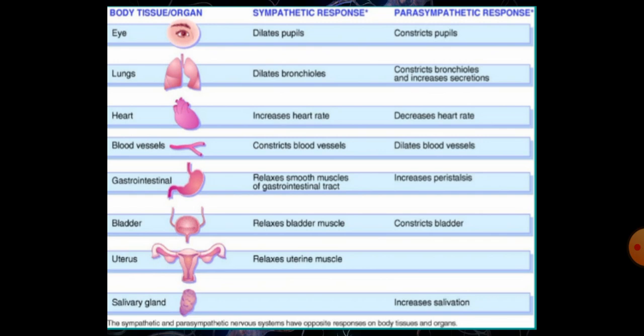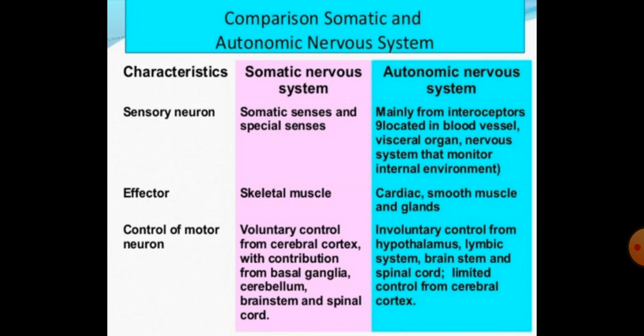In the gastrointestinal tract, the sympathetic response relaxes smooth muscles and the parasympathetic increases peristalsis. In the bladder, the sympathetic relaxes bladder muscles and the parasympathetic constricts the bladder. In the uterus, it relaxes uterine muscle. The salivary gland only increases salivation in the parasympathetic response.